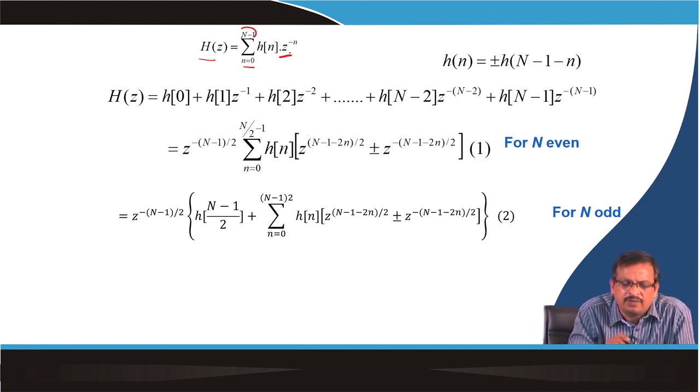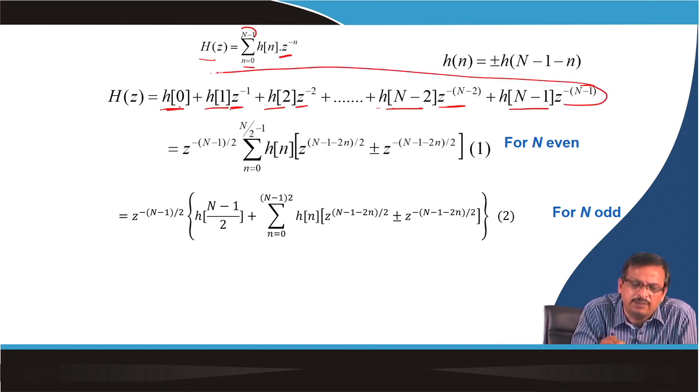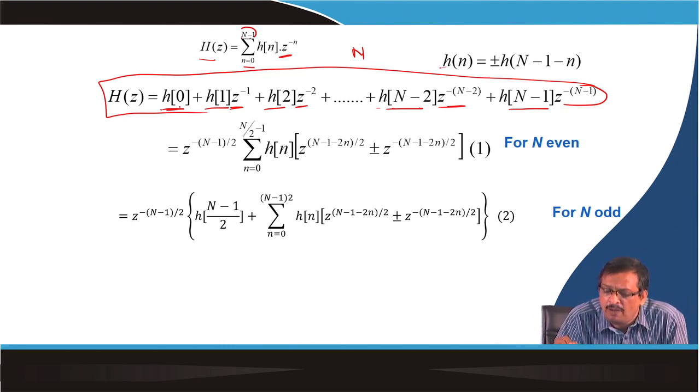So I can say this is nothing but H0 plus H1 z to the power minus 1 plus H2 z to the power minus 2 plus dot dot dot plus h of N minus 2 z to the power minus (N minus 2) plus h of N minus 1 z to the power minus (N minus 1), if the order of the filter is N. What is the condition? h of n must be equal to h of N minus 1 minus n.